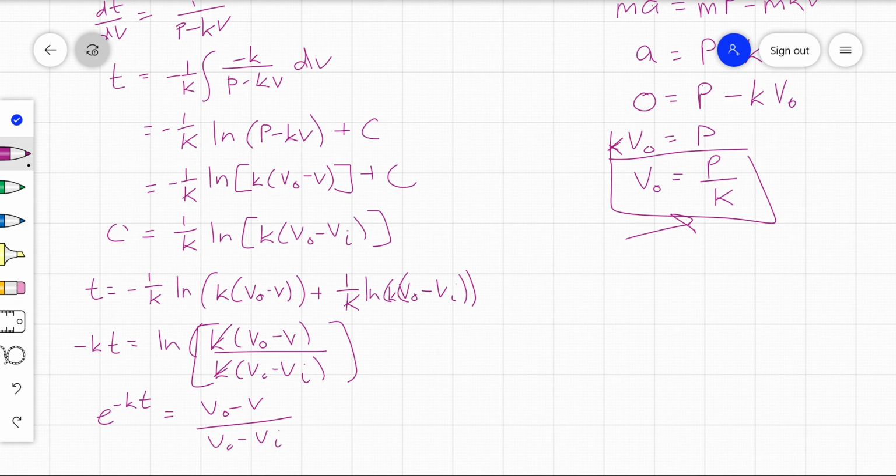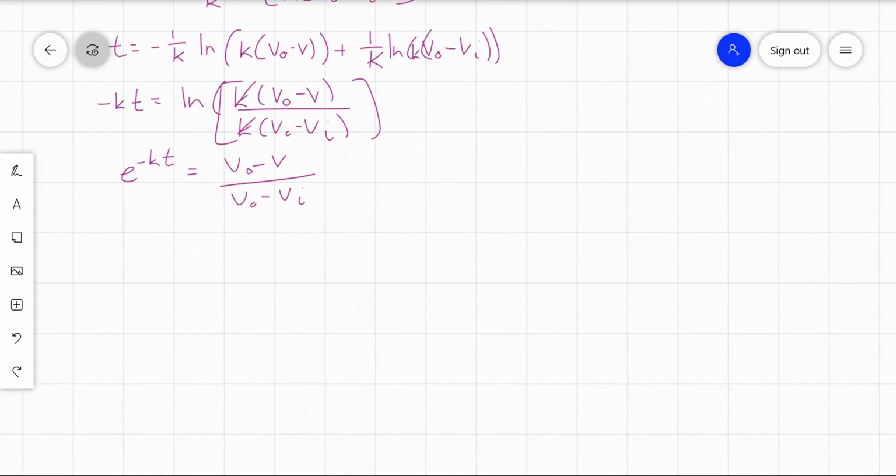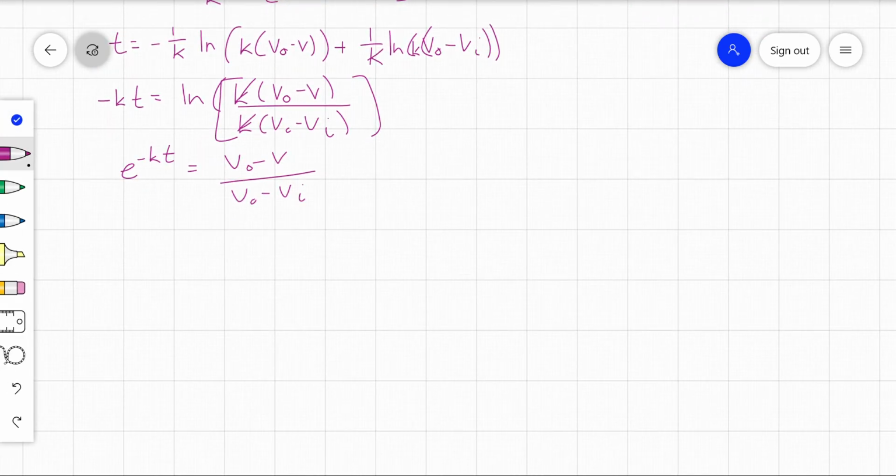Alright, we're getting closer. Remember, we want v as our subject, not t, so that's why we're going step by step to get v. So we could actually break this up into v0 over (v0 minus vi) minus v over (v0 minus vi). And then I could put that one over this side, so now it's positive. And then it would be v0 over (v0 minus vi), and then we're minusing the e to the minus kt. Just rearranging it, splitting up that fraction.